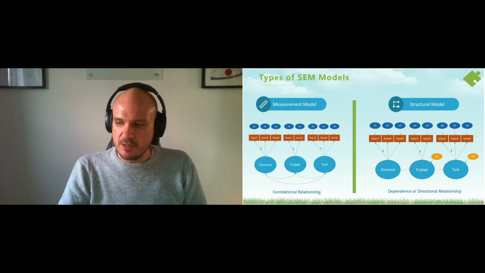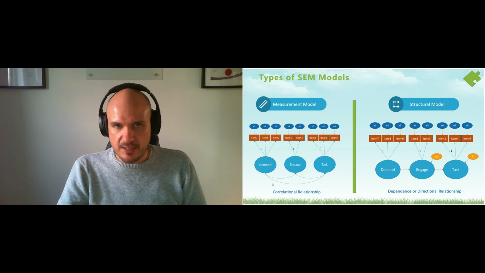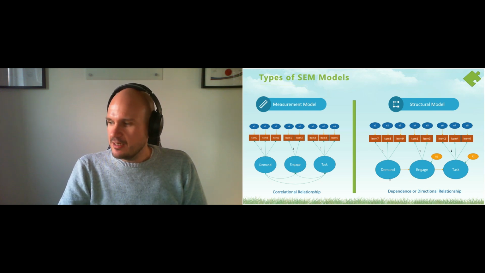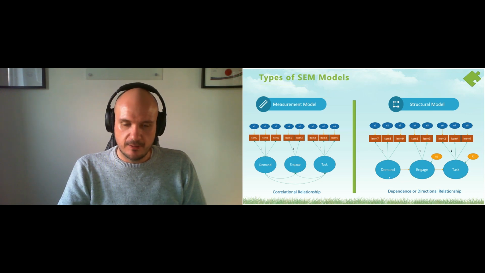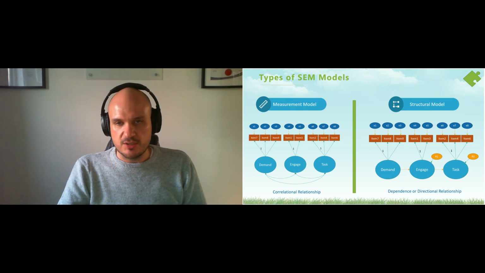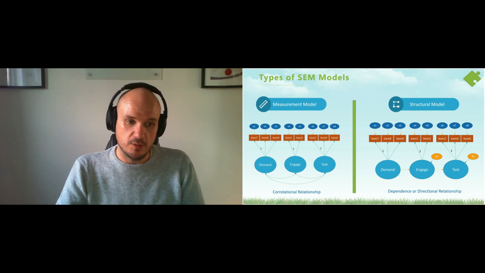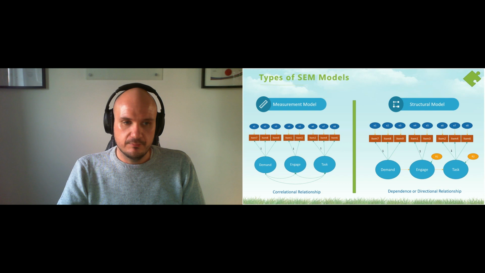Now, where the measurement model is correlational and it shows covariances between it, so we don't give it directionality, the structural model is our dependent model, right? So it shows dependence or directionality. So we want to see how demands lead to engagement, lead to task performance. Okay? As soon as we transfer it into a structural model, the exogenous of these, engagement and task performance, get residual variances on them as well, where in measurement models, that's not necessarily the case.